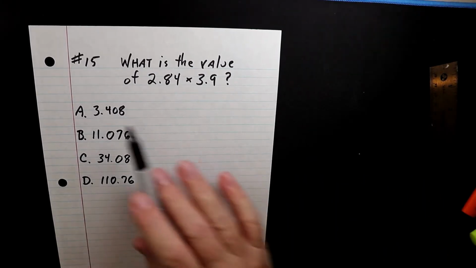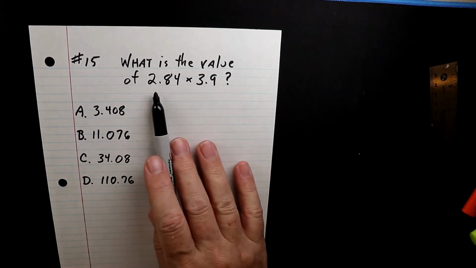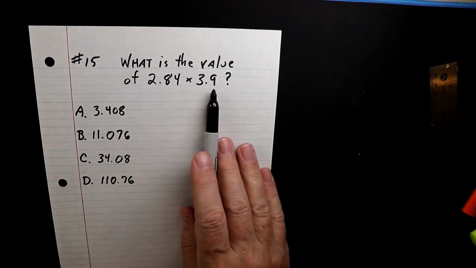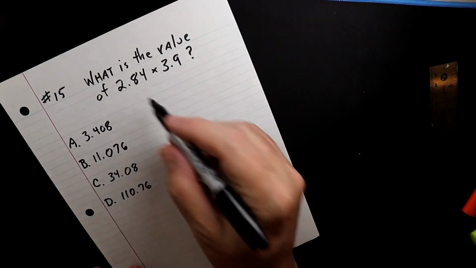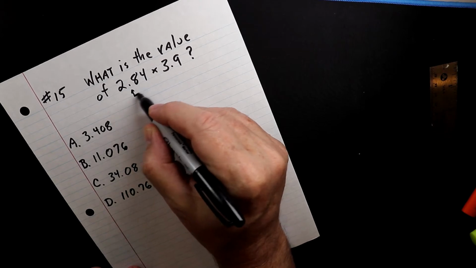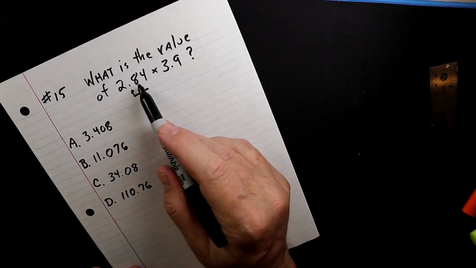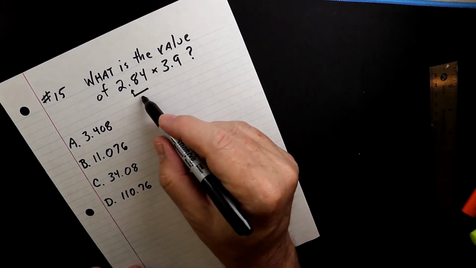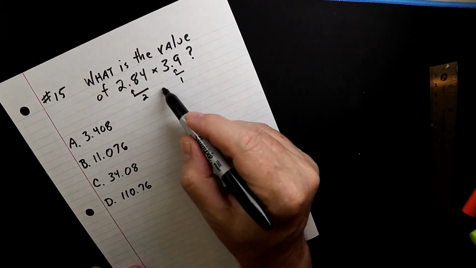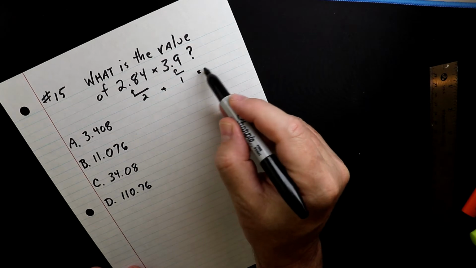So this is number 15. What is the value of 2.84 times 3.9? One of the things we have to keep an eye out for when we do these types of problems is how many spaces to the right of the decimal you have digits. In this case we have 2, and in this case we have 1. So 2 plus 1 equals 3.